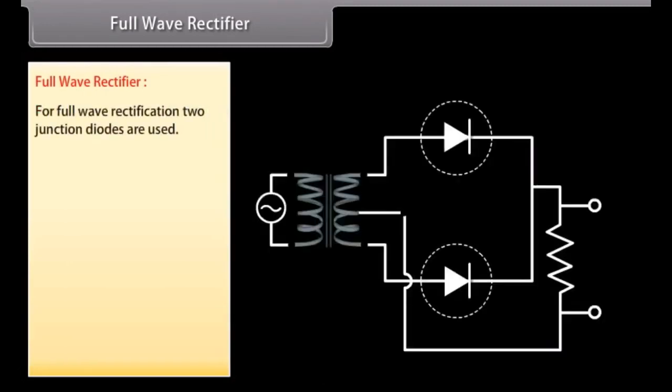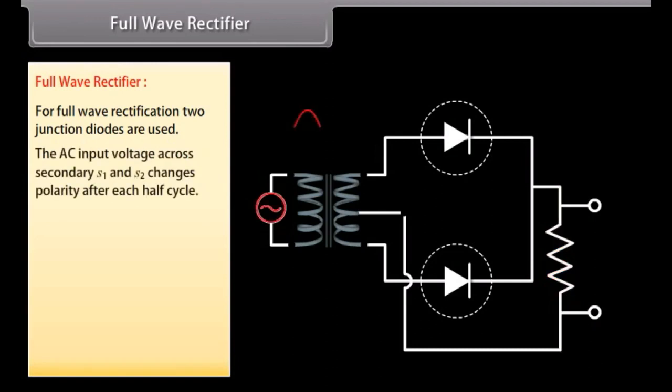Full wave rectifier. For full wave rectification, two junction diodes are used. It consists of two diodes, D1 and D2, whose N terminals N1 and N2 have been connected together. The AC signal to be rectified is connected across the primary terminals P1 and P2 of a power transformer. The P regions P1 and P2 of the diodes are connected to the ends S1 and S2 of the secondary of the transformer. The output is taken across the load RL.